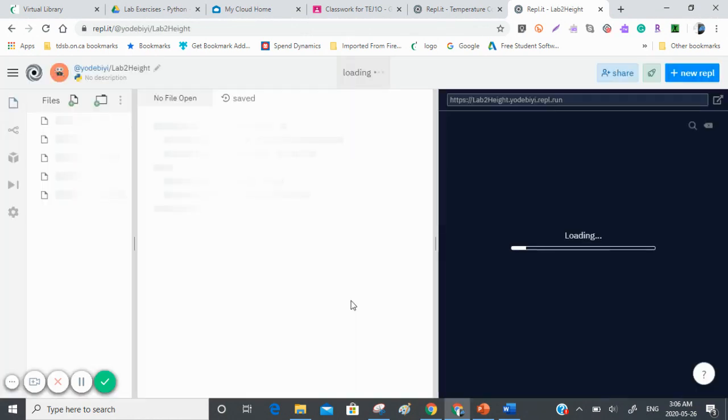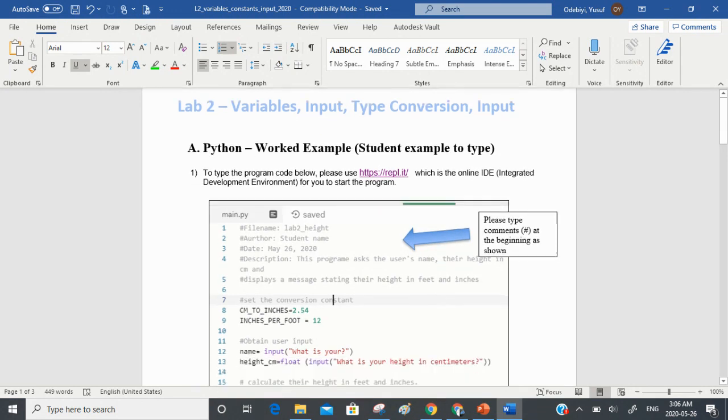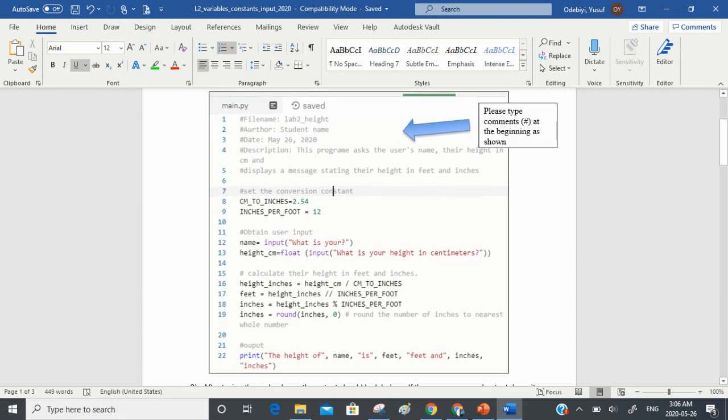I'm going to get right into it. So when I go back to here, we're going to type in all this information, which are comments. Then we're going to start going into setting up the variables. In this case, the variables at the beginning are constants. So CM to inches, we did that in capital, which is equal to 2.54, and then inches per foot. That's also a constant. There's 12 inches in a foot.